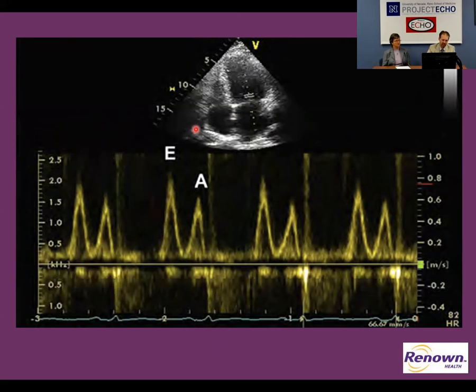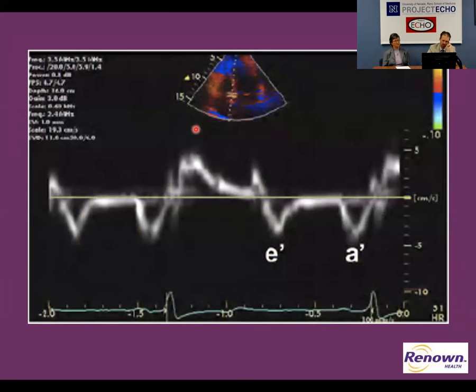And additionally, E and A are highly variable with either younger athletic types or older people. And by that I mean, in the 70s and 80s, there's a much greater variability of normals, people who have no evidence of heart failure with regard to their E to A velocities relative to each other.